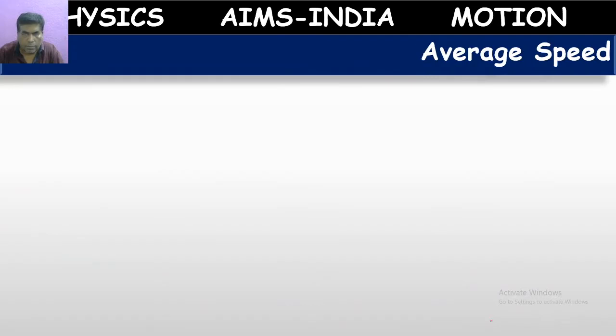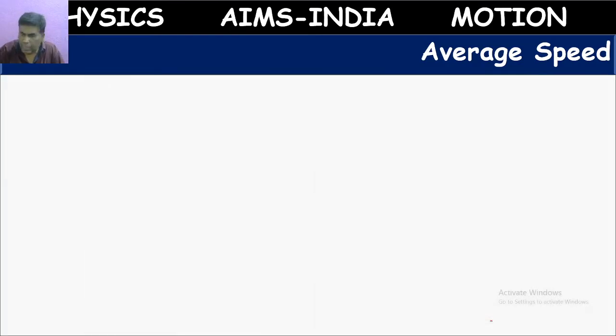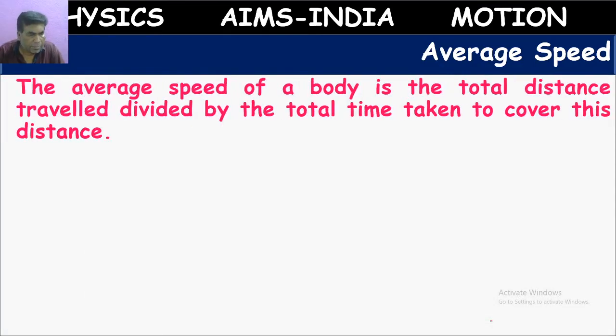So next, we have some types of speed, like average speed, uniform speed, non-uniform speed, instantaneous speed. Let's see about average speed first.